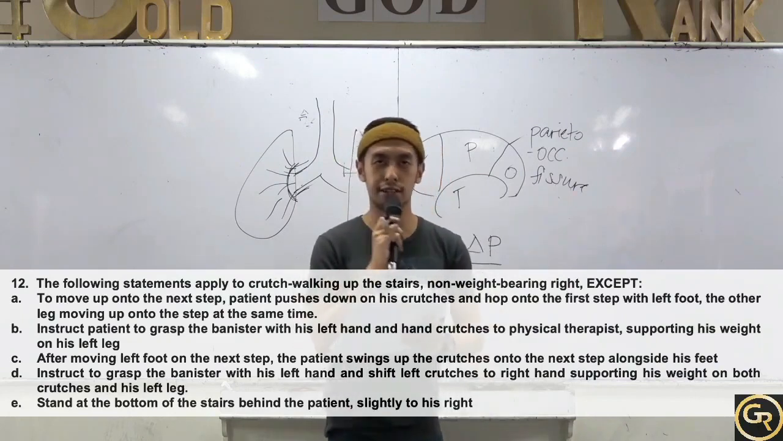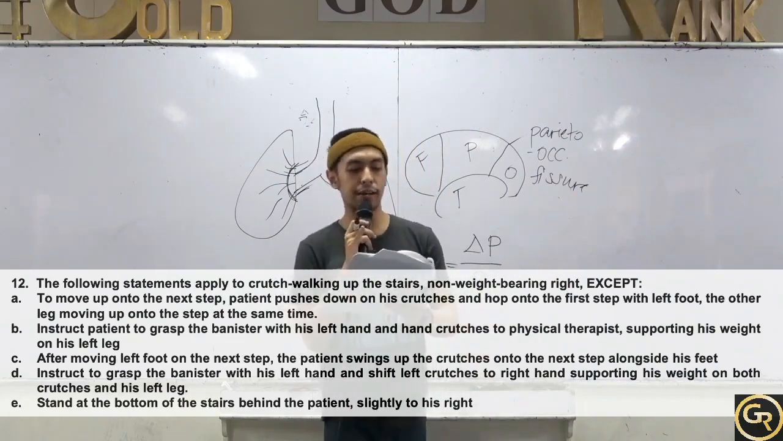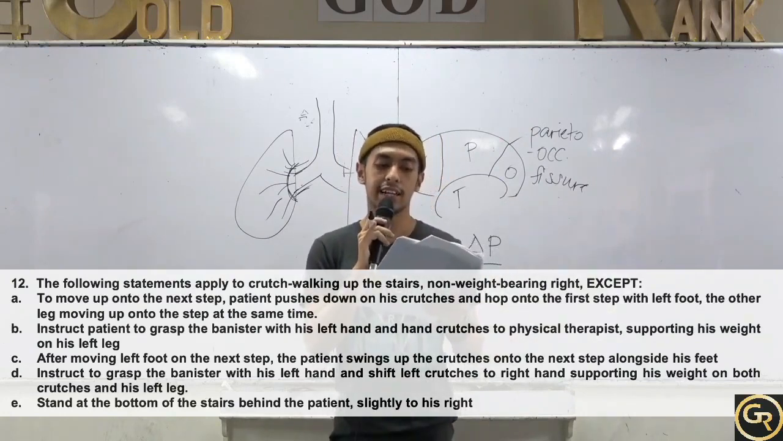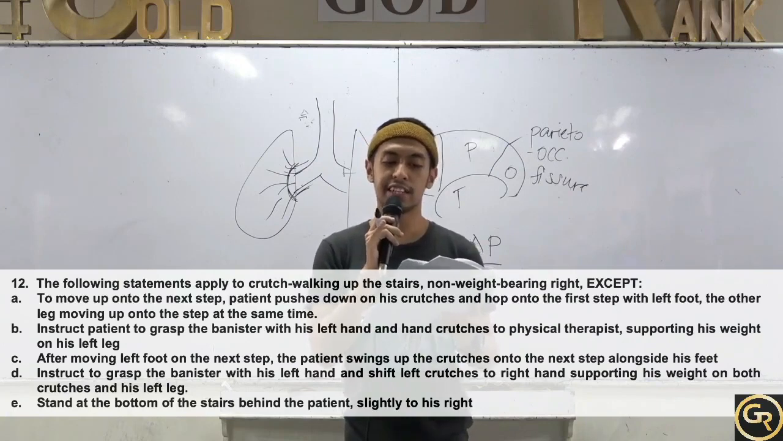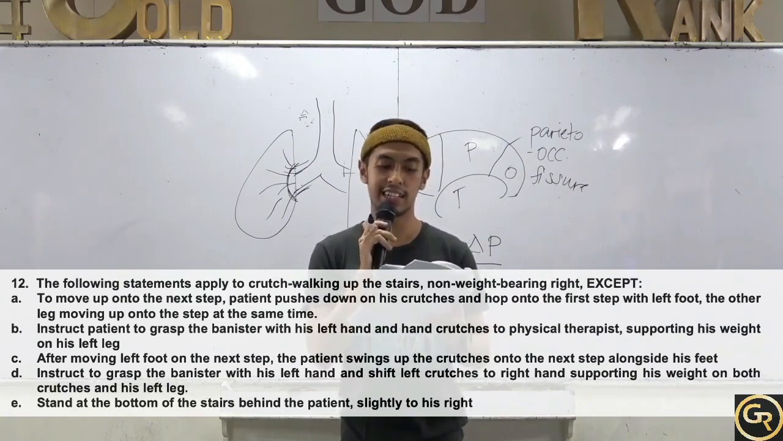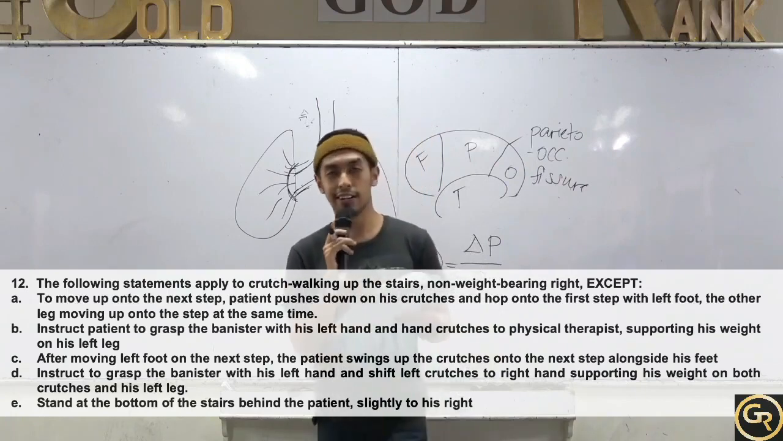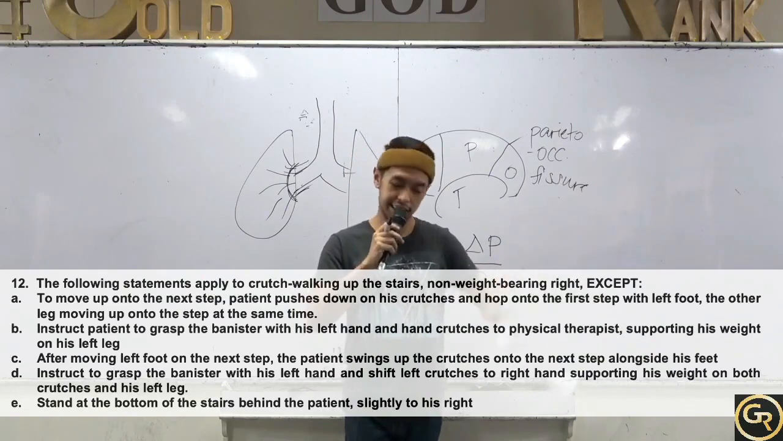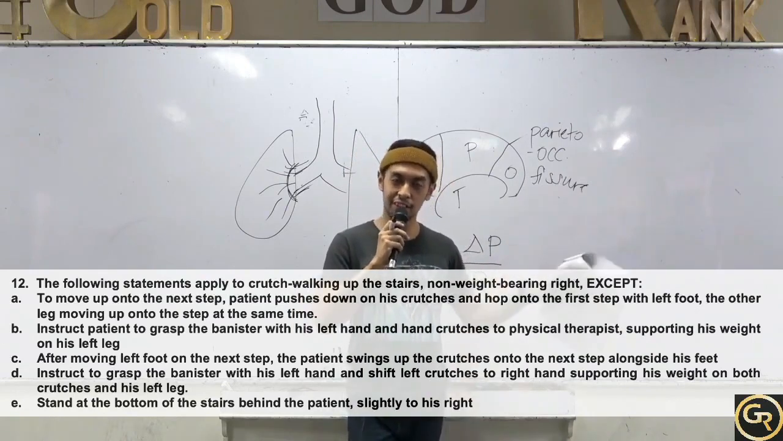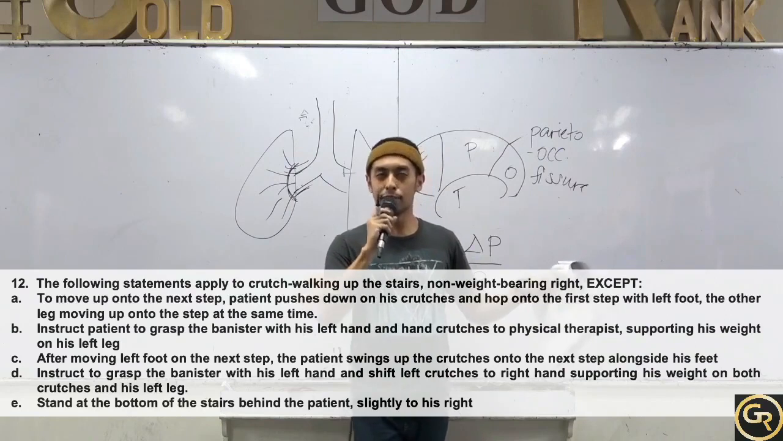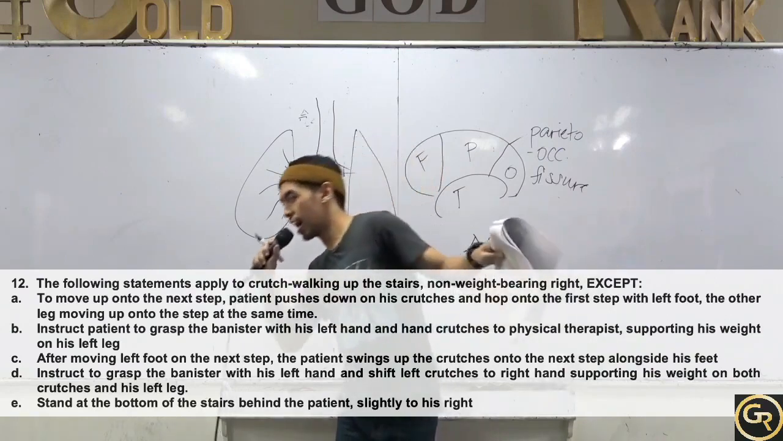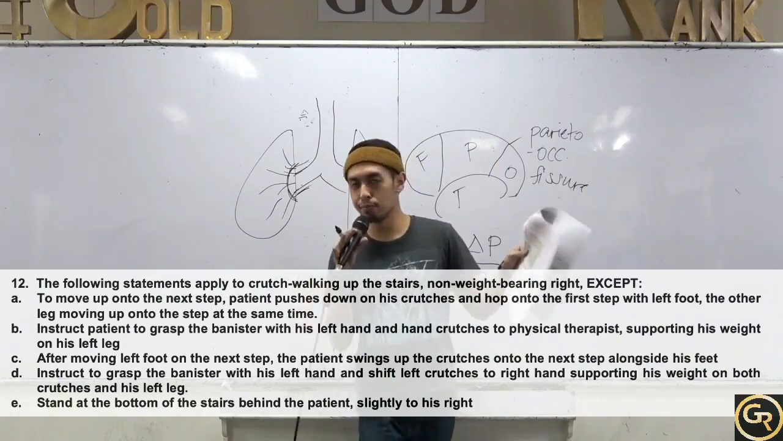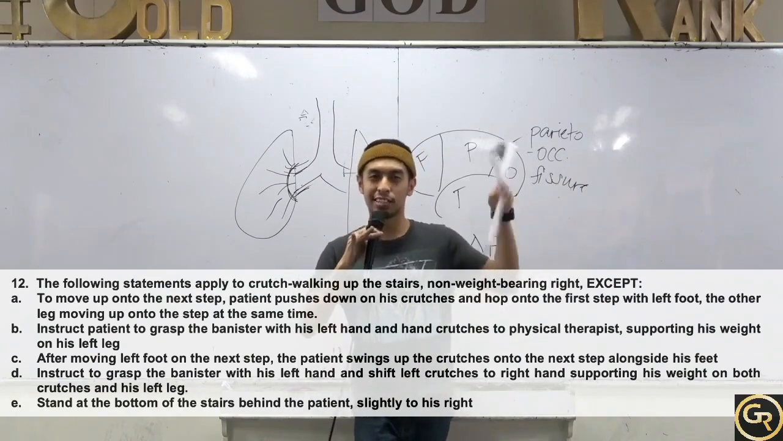Which one is wrong? It's letter B. Look at letter B. Instruct the patient to grasp the banister or the railing of the stairs with his left hand and hand the crutches to the physical therapist, supporting his weight on his left leg. Is this correct? I grasp the banister or railing with the left hand and with my left foot, that's my support. Then my crutches, I give to the PT. So, meaning to say, the right hand has no support and the right leg has no support. Your only support is on the left.